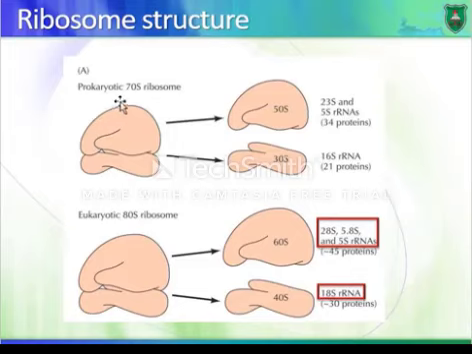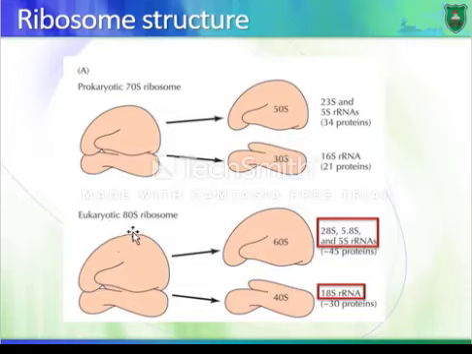So, in prokaryotic cells, we have the 70S, and it's divided into two subunits: the large ribosomal subunit, the 50S, and the small ribosomal subunit, which is the 30S. The large ribosomal subunit, 50S, contains 23S and 5S ribosomal RNA and 34 ribosomal proteins. The small ribosomal subunit contains 16S ribosomal RNA and 21 ribosomal proteins.